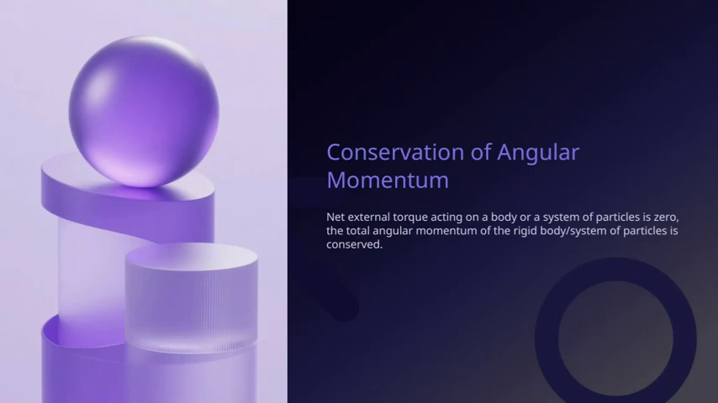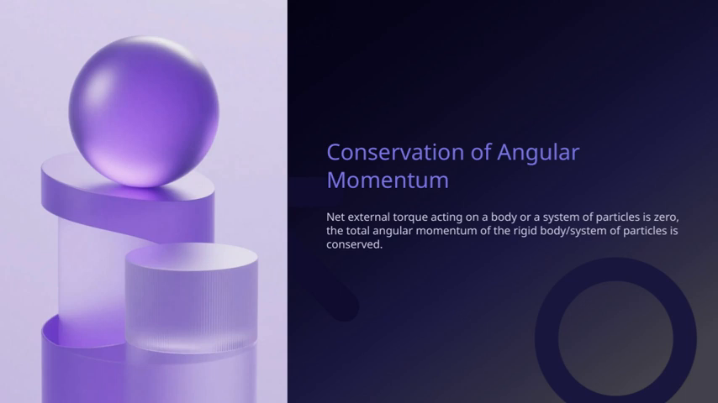Now, let's talk about what happens when the net external torque acting on a body or a system of particles is zero. In this case, the total angular momentum of the system remains constant over time. This is what we call the conservation of angular momentum.